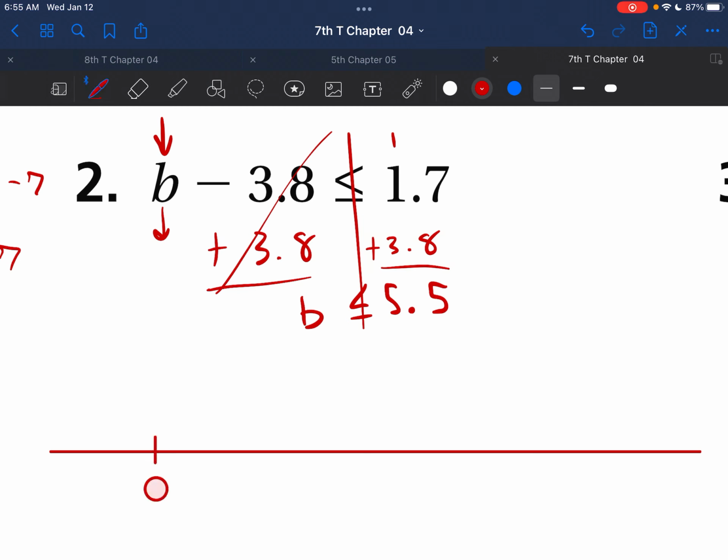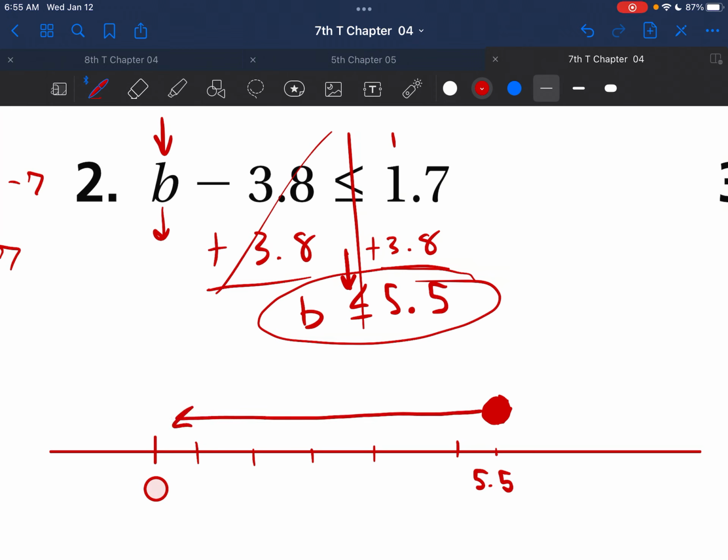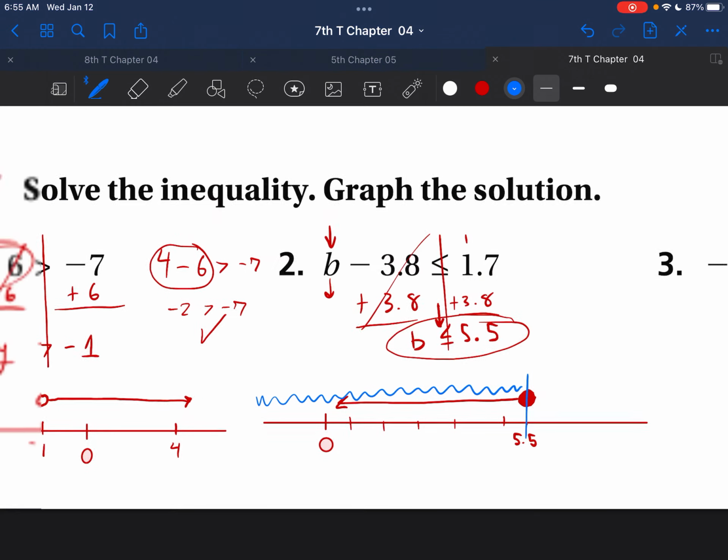All right, and let's say we have 1, 2, 3, 4, 5.5. That's 5.5. Now remember, this time we have an equal to sign, so that means this circle needs to be colored in. All right, so a colored in circle. And then we got to ask ourselves this question. Give me a number that would be less than 5.5. 4, 3, 0, those are all less than 5.5. And where would those be? So that means any number that is on this side of the graph all the way and including 5.5 would make this inequality true. All right.